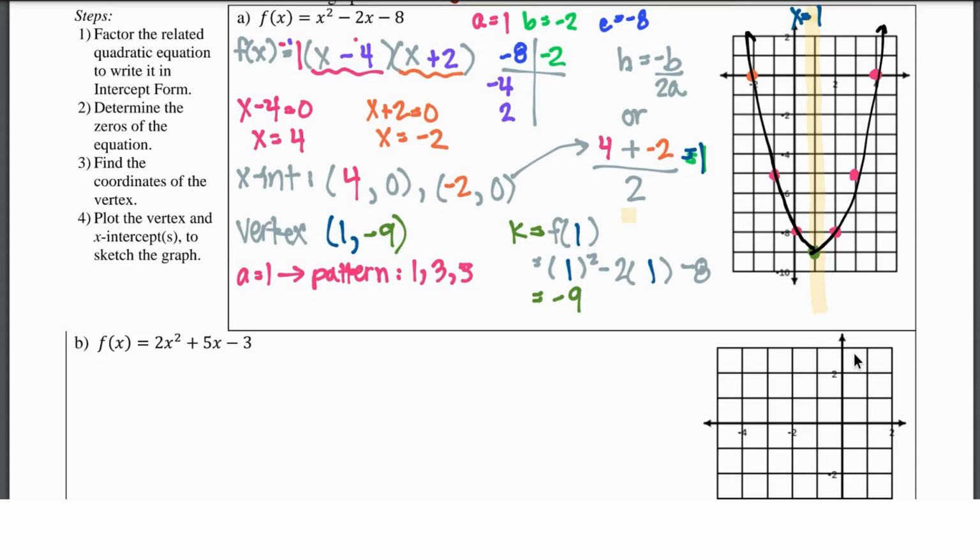Okay, so when I'm graphing using factored form, I have to factor my equation if it's not factored already, use that to determine my zeros so that I can find the coordinates of the vertex. And then I can plot the vertex and the x-intercepts to sketch my graph. So I didn't necessarily have to draw those additional sets of points, but it's helpful for the graph.